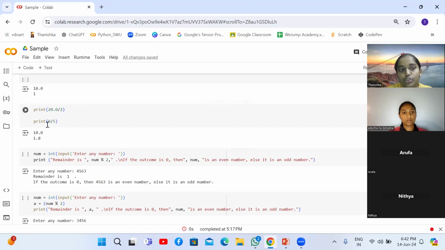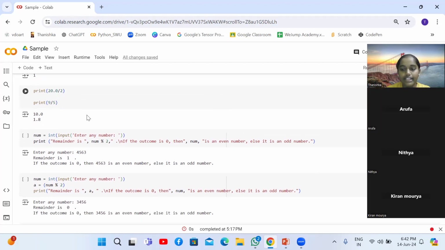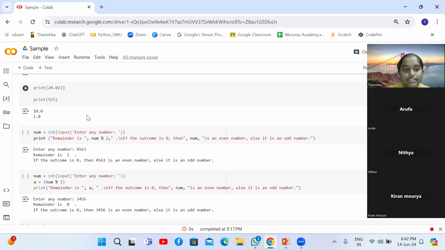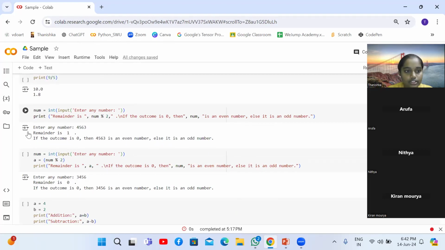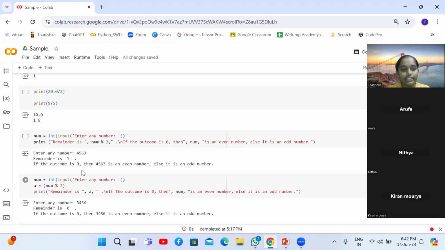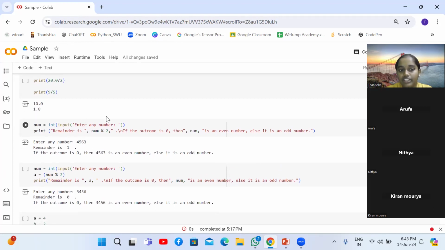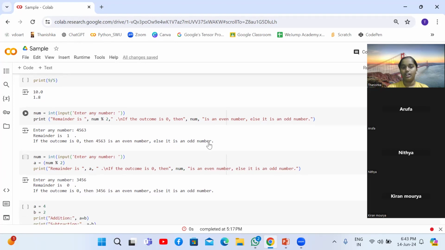Even if you remove it, you will be getting the result, because this is float division. And then the assignment, this week's assignment. So this one, you can do it in this way and this way as well. So this was the answer which I told you, right? So you can do it in this way also.